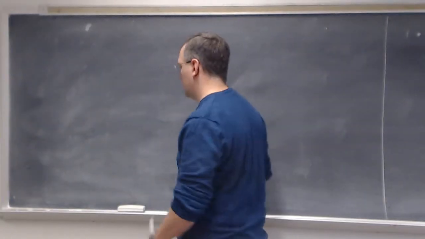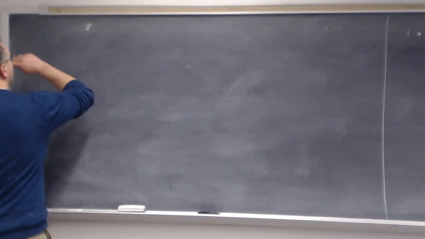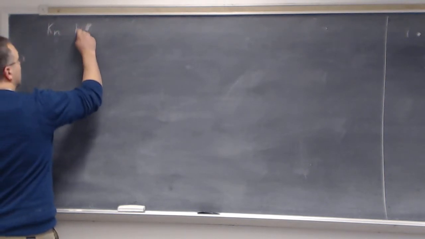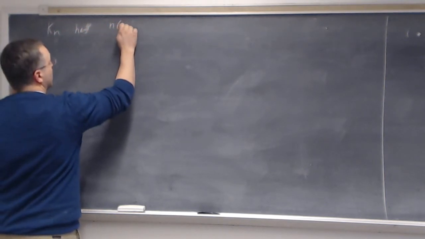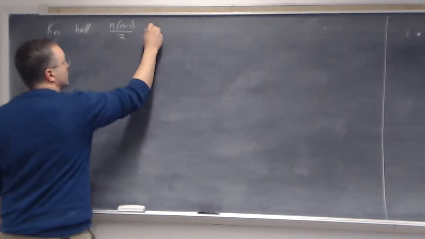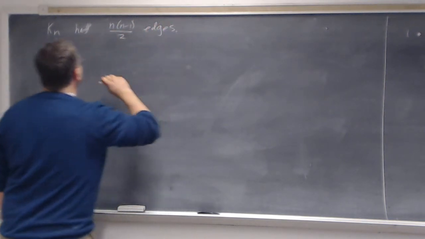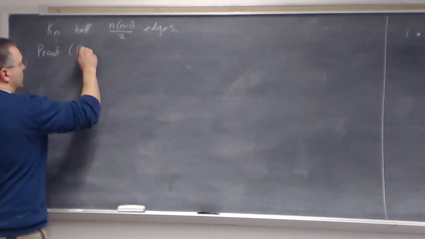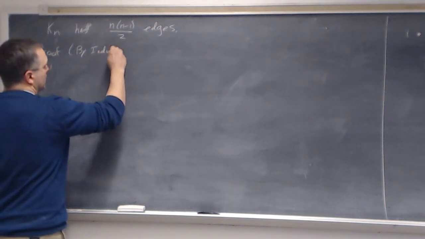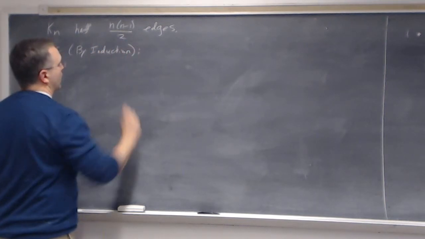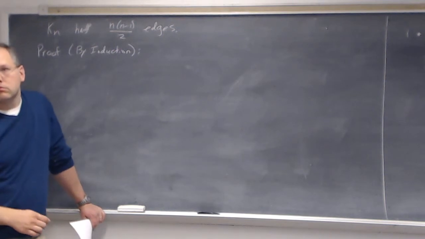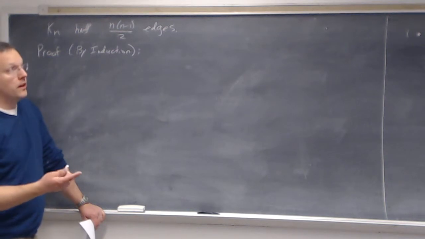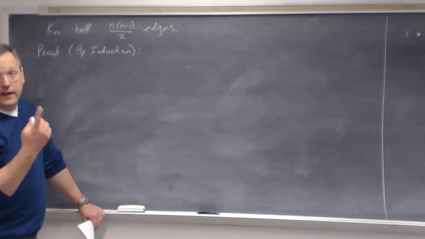All right. We're trying to prove that Kn has n times n minus 1 over 2 edges, by induction. All right. So how does the proof by induction start? Simplest case. The simplest case would be when n is 1.